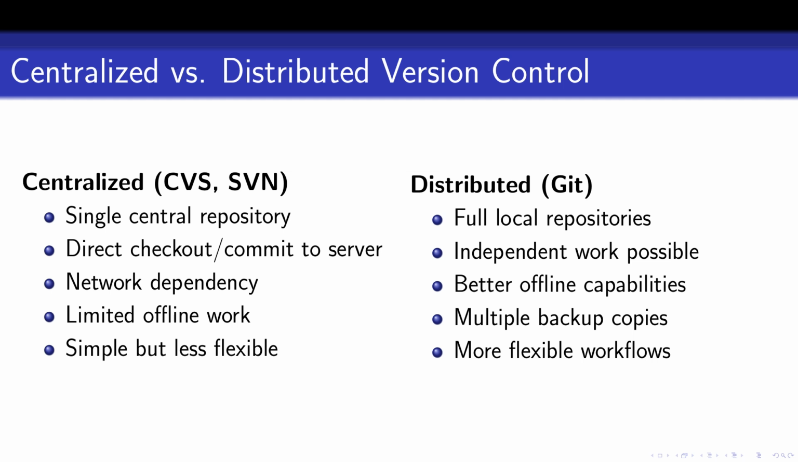Early systems like Concurrent Version System, CVS, and Subversion, SVN, were centralized, relying on a single repository and network connectivity. Git and Mercurial introduced distributed version control, allowing developers to work offline with local repositories. Distributed systems offer greater flexibility, redundancy, and modern workflows, making them the standard in software development.